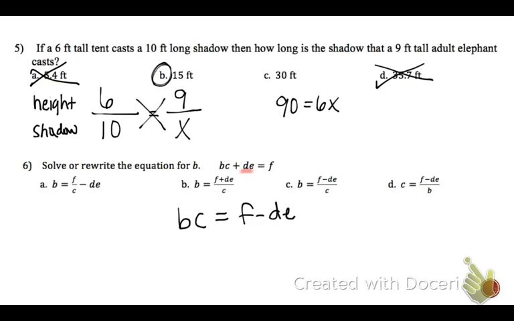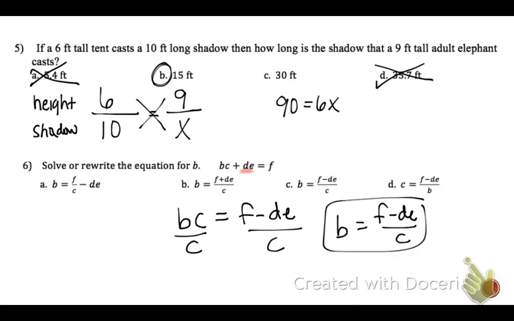And the last step in order to get B alone is to divide by C. So we get B equals F minus DE over C. And that answer would be answer C.